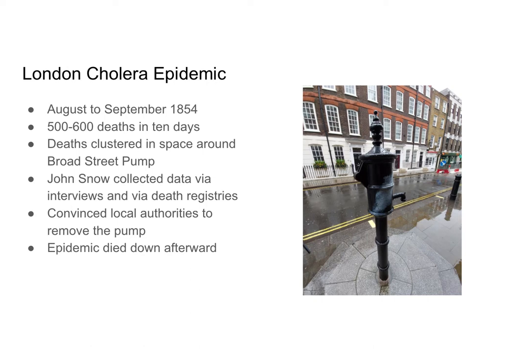So the London cholera epidemic started in August of 1854 and lasted for a couple of months. There were between 500 and 600 deaths in 10 days in the city, so a lot of deaths. If you remember the epidemic curves, another hint, this one went up and then down right away. A lot of people got sick.